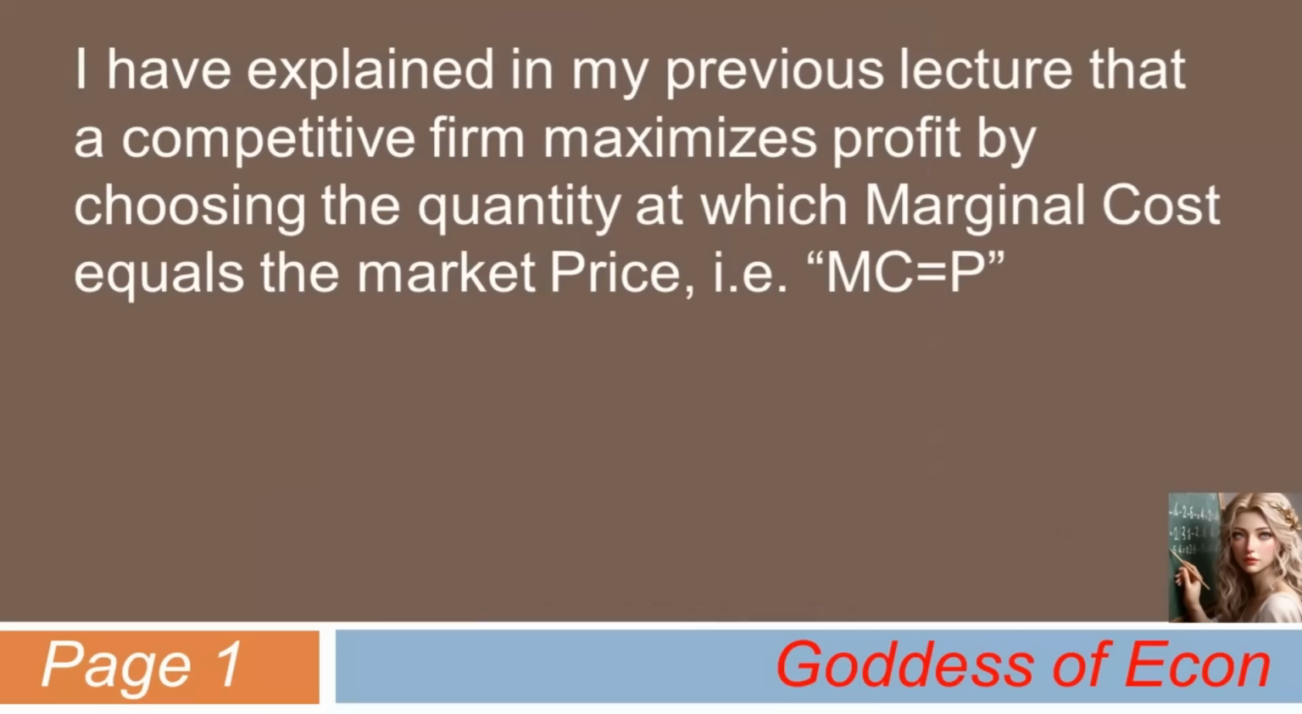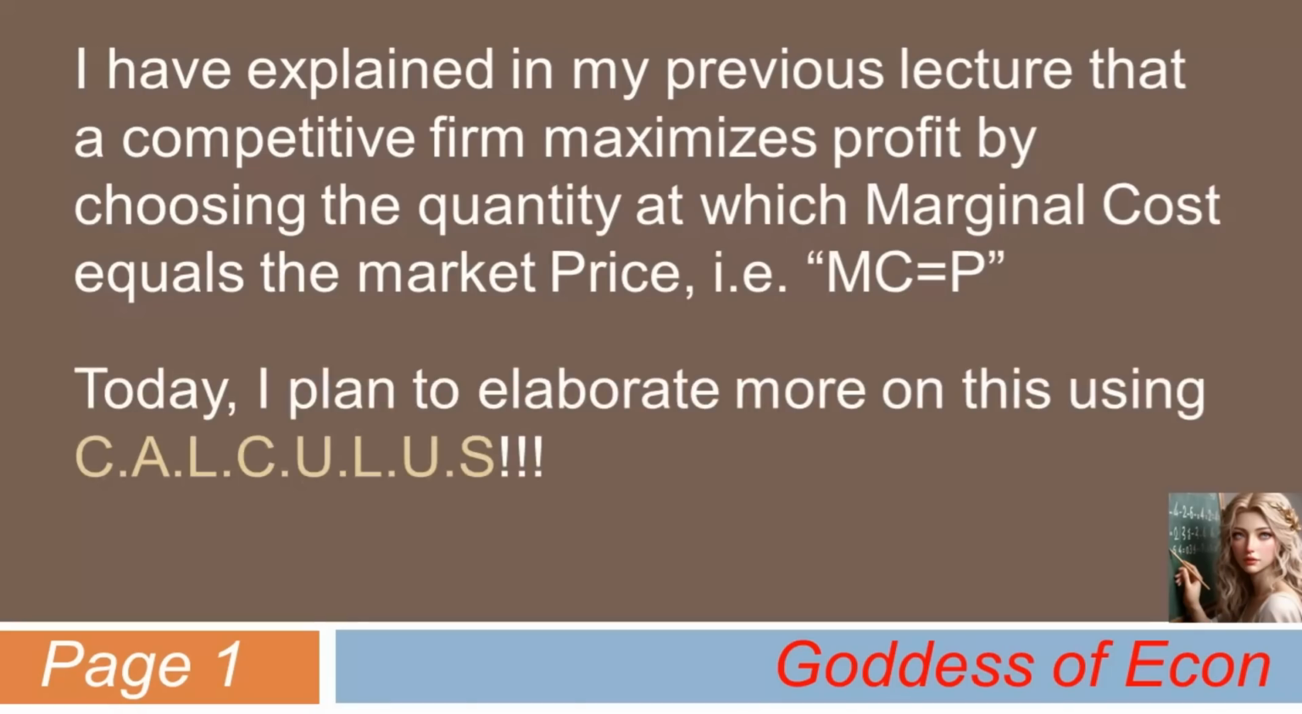I have explained in my previous lecture video that a competitive firm maximizes profit by choosing the quantity at which marginal cost equals the market price, that is, where MC equals P. Today, I plan to elaborate more on this using calculus. Are you guys getting excited? Or is it just me?